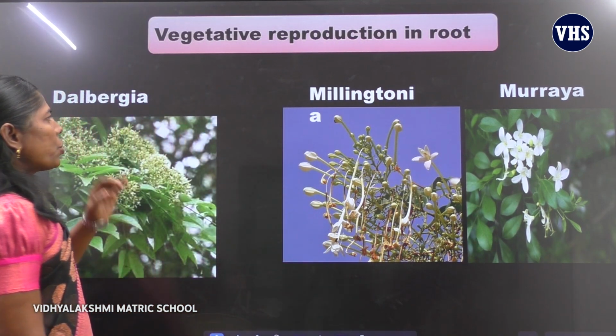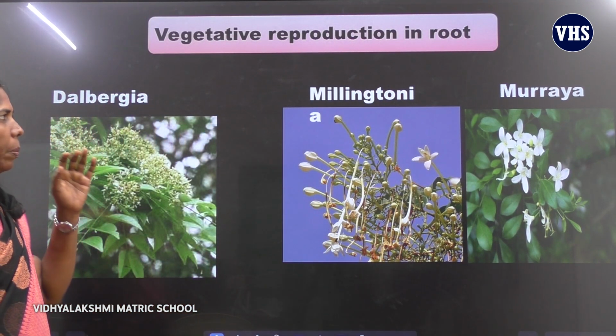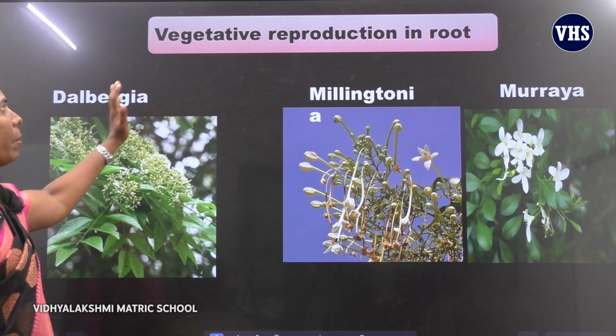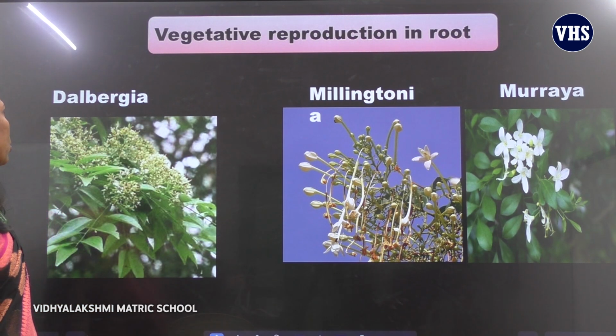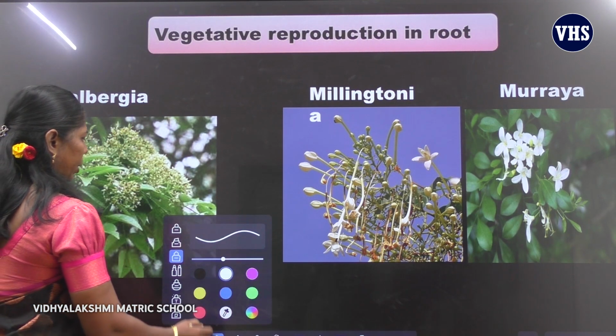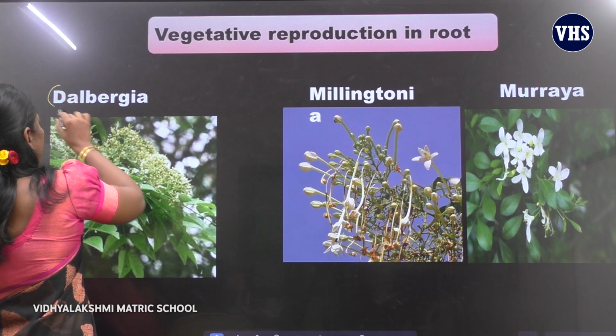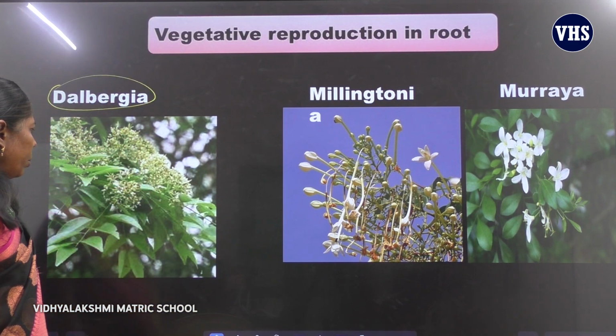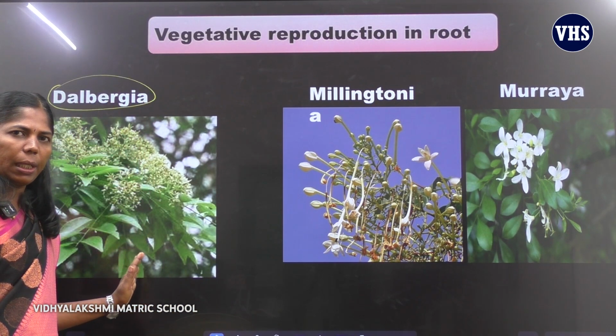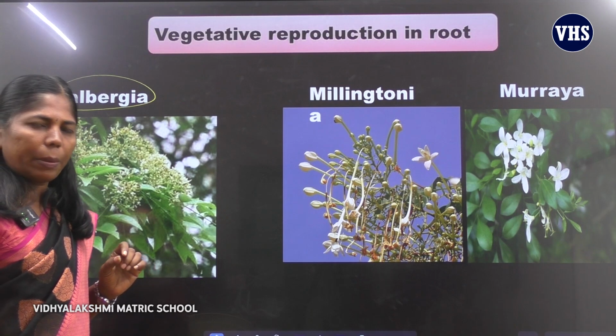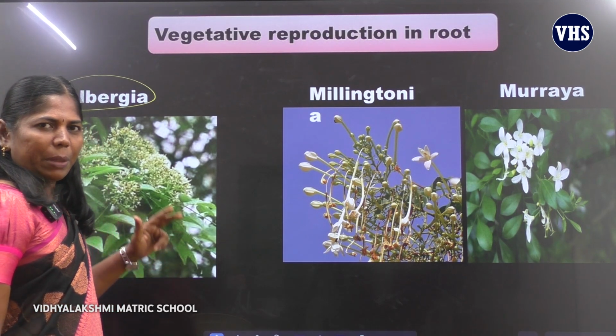Okay, vegetative reproduction in root, we saw. Vegetative reproduction in root, that's a natural method of vegetative reproduction in root. The first one is the Dalbergia, we said, right? So this is Dalbergia. When we say root, its root portion can't be seen here, but we can cut the root from the Dalbergia.